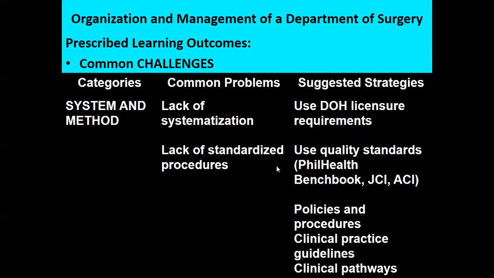Under the system and method category, common problems are lack of systematization in doing things, lack of standardized procedure. Suggested strategies: use the DOH licensure requirements as a guide. Use quality standards as a guide, such as the PhilHealth Benchbook, Joint Commission International, and Accreditation Canada International. Establish policies and procedures. Formulate clinical practice guidelines. Formulate clinical pathways.